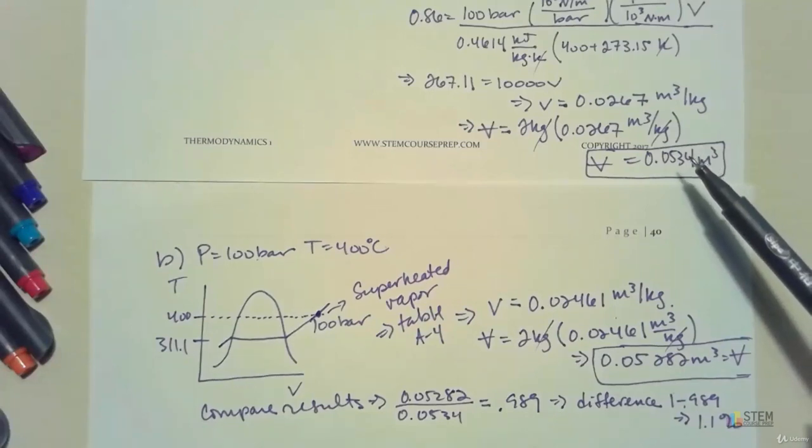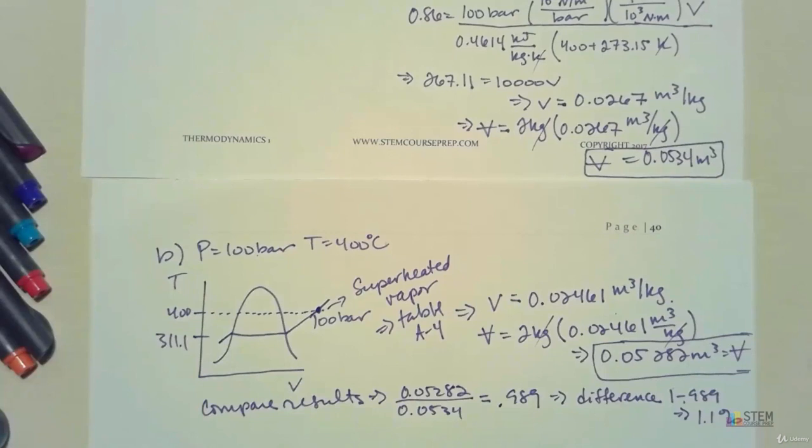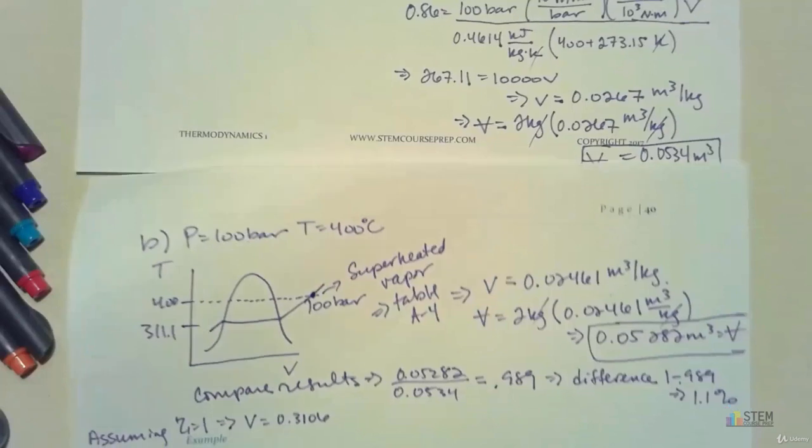All right, so if we were to actually consider this as being an ideal gas and say Z is 1, so let's just say we wanted to be lazy and not find the reduced pressure and the reduced temperature, and we just wanted to assume that it was 1. Let's see what we get. So if you were to assume that, then you'd get a specific volume of 0.3106.